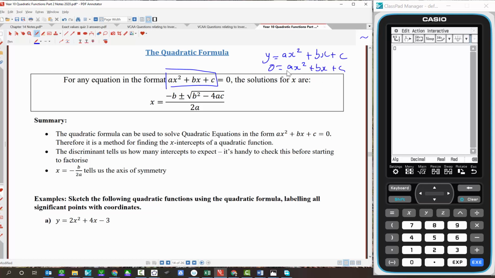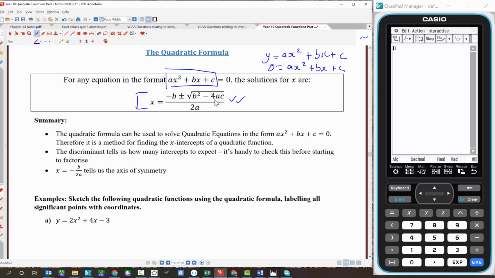If we solve this for x, what would it look like? Well, this is what's happened. Someone has come along and solved the general form for x when y is equal to 0, and this is the result. All it does is give us the x-intercepts, or solutions for x.